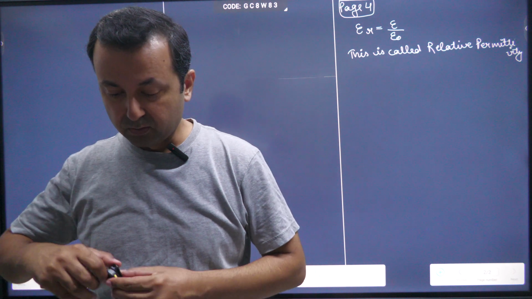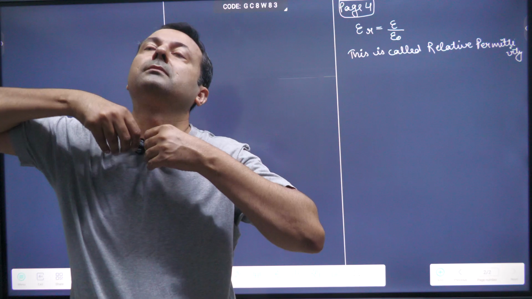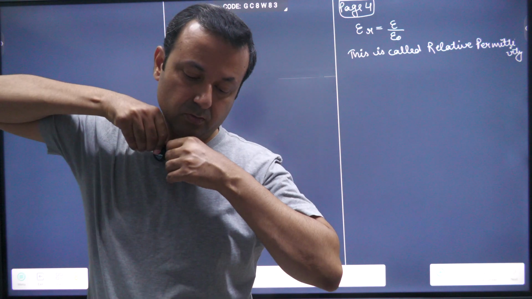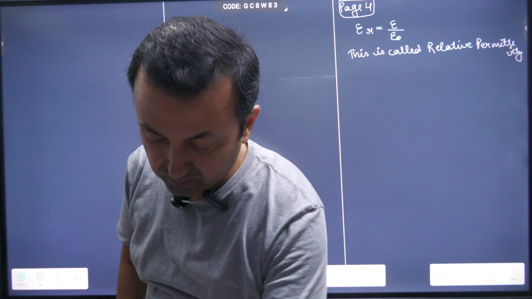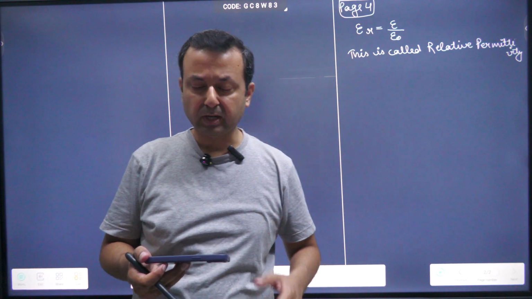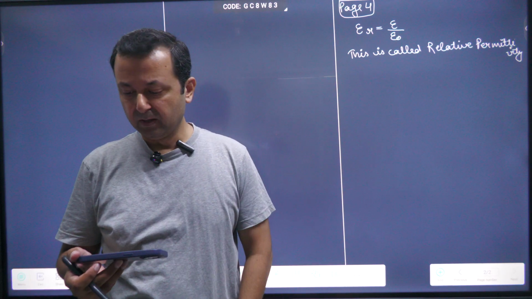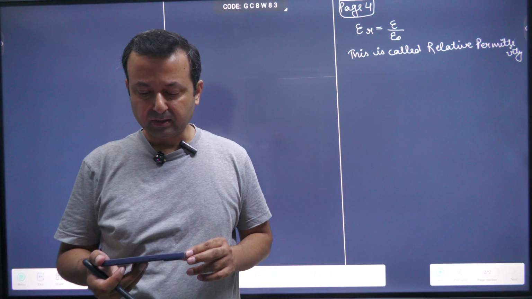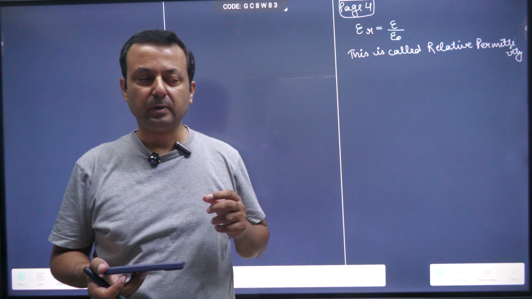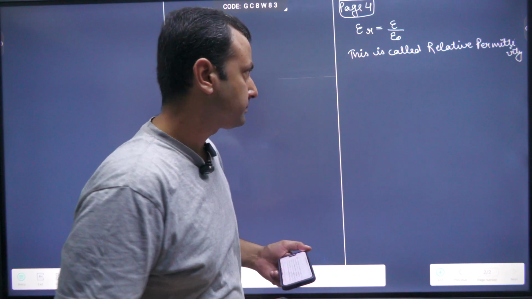Okay, let's check how to solve this numerical. So, two insulated charged copper spheres A and B have their centers separated by a distance of 50 centimeter. We have two insulated charged copper spheres. Charged copper spheres means they have some charge in them.